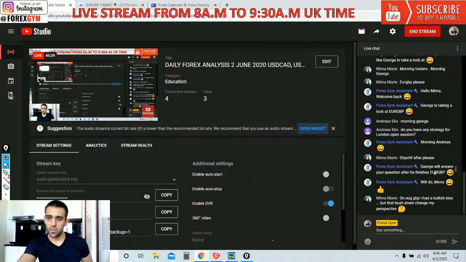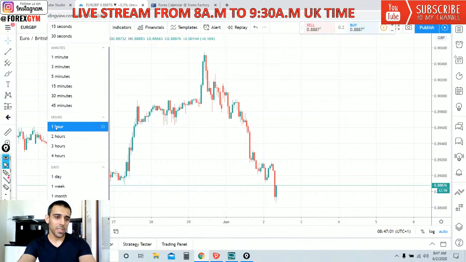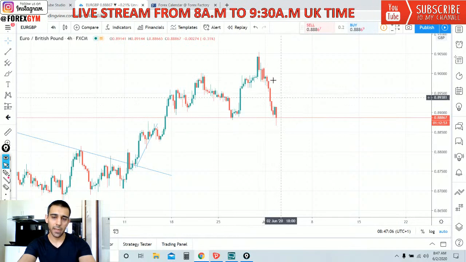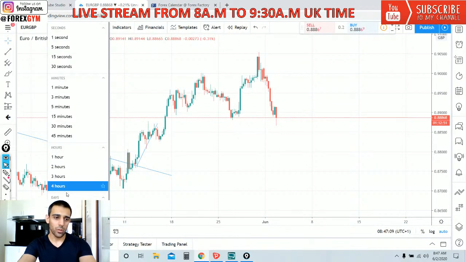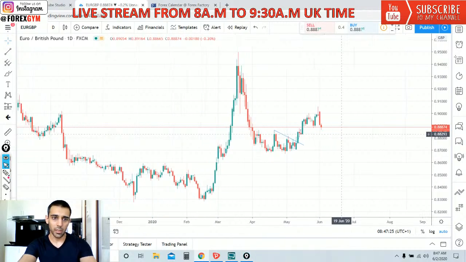So numerous British pounds, Swiss franc, and euro against British pounds. I had a bullish bias, but the push down changed my perspective. Remember, I would not go bullish on this one. The pressure towards downside is pretty strong, so I would not go bullish at this point. Especially yesterday, we put in this strong bearish candle. I will not go bullish at this time. More likely, I will be looking to short rather than go long on this.